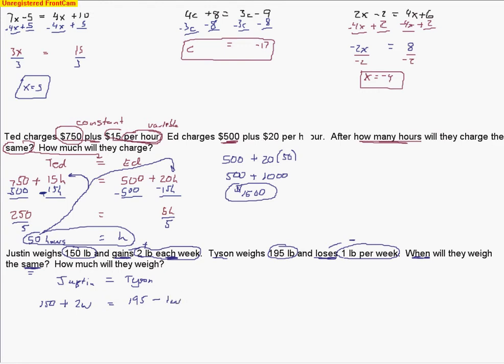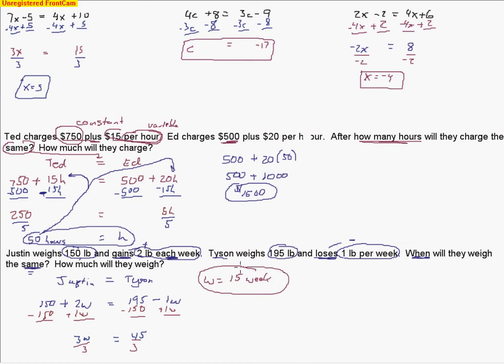So now we can go ahead and solve just using some opposite operations here. Again, I'm going to try moving the terms so I don't have to deal with the negatives. So I'm going to subtract the 150 from the 195. And here I'm going to end up adding the 1W to both sides. And so now I go ahead and combine those W's. That gives me 3W equals, do the subtraction here, I end up with 45. So now I'm ready to do that last step of division. Divide by 3, and that gives me W equals 15. So after 15 weeks, they will end up weighing the same amount.